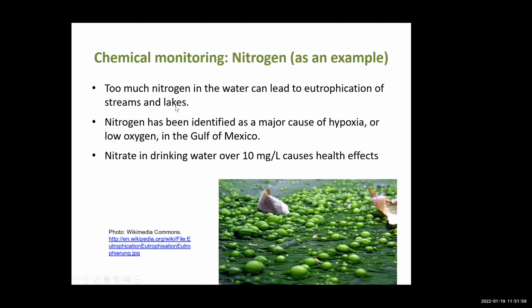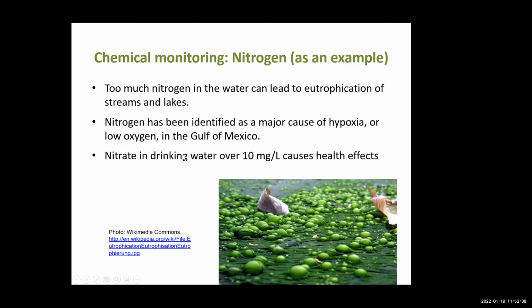So nitrogen in the water can lead to eutrophication. It's not as important in our lakes as phosphorus is, but it is linked to it. Especially, it's been identified as the major cause of hypoxia, or low oxygen, in the Gulf of Mexico. So we here in Indiana are major contributors, unfortunately, to the hypoxia in the Gulf of Mexico due to various forms of nitrogen that go into the Wabash and into the Ohio River and then into the Mississippi and down to the Gulf of Mexico. So at the national level, people are hoping that we can reduce our nitrogen.